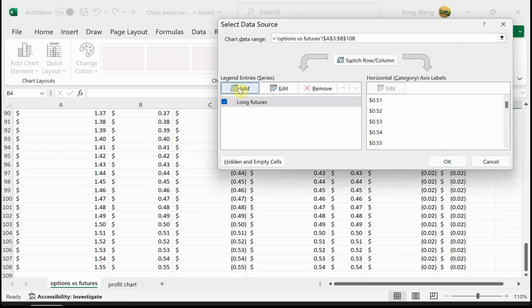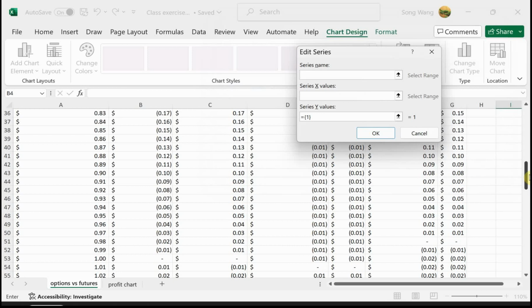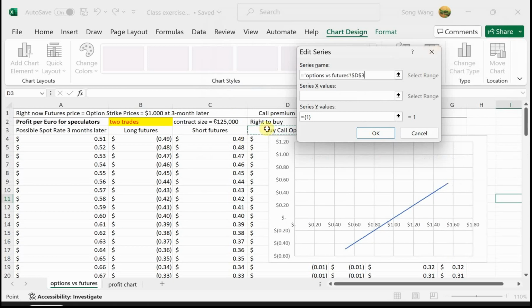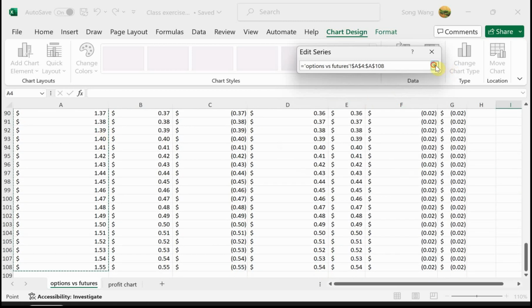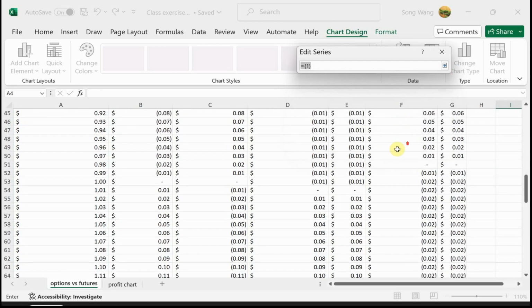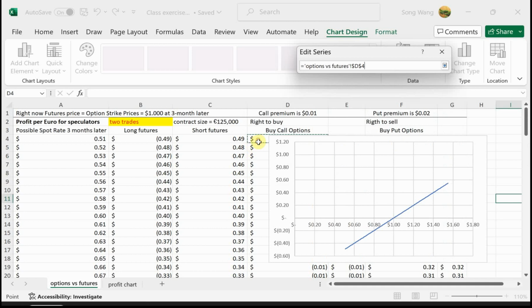Now let's add another series. This series has the name buy call options. The X values again will be the possible spot rates, and the Y values would be the profit for buying the call options.